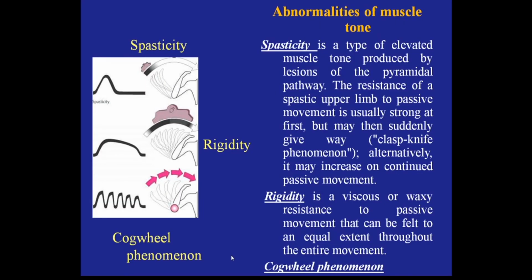So, I want to compare on this slide different modalities of hypertonicity. You are to distinguish them. In case of spasticity, it is a type of elevated muscle tone produced by lesion of the pyramidal pathway. The resistance of a spastic upper limb to passive movement is usually strong at first, but may then suddenly give way, clasp knife phenomenon. Alternatively, it may increase on continued passive movement. Rigidity is a viscous or waxy resistance to passive movement that can be felt to an equal extent throughout the entire movement, and cogwheel phenomenon, like on the picture.